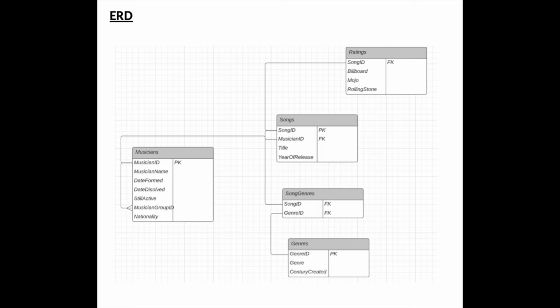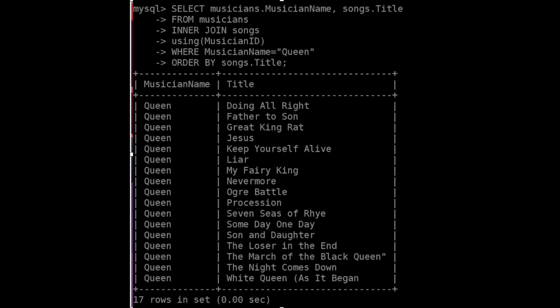The genres table stores the genre ID, genre, and century created. The song genres table is a bridge table because of the many-to-many relationship between songs and genres. The first query we will look at is an inner join on 2 tables, musicians and songs.